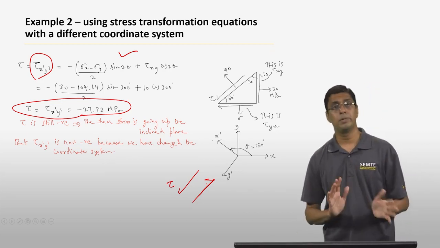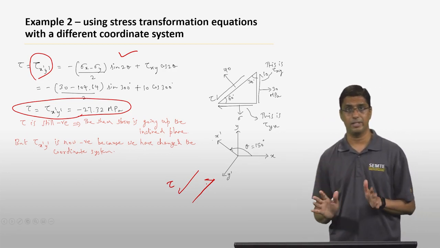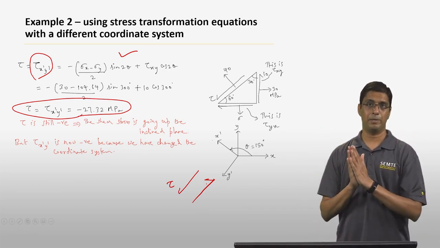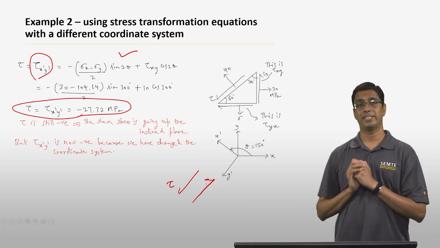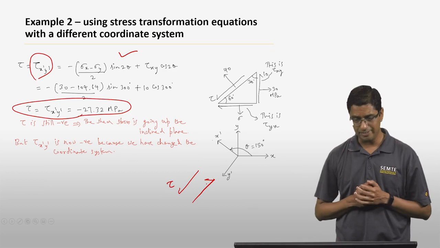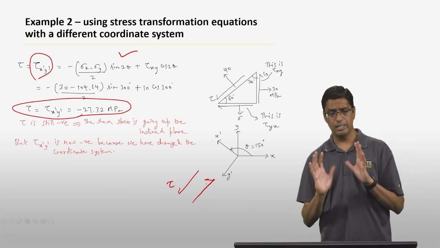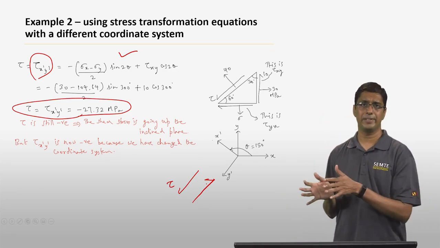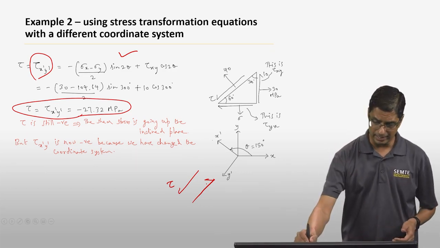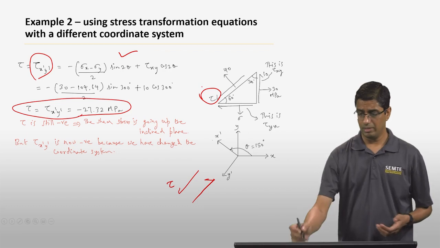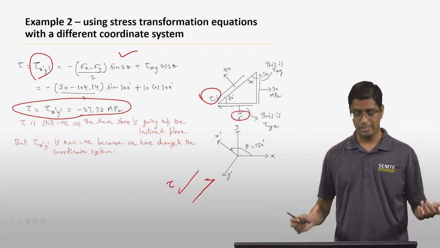I hope this problem clarifies this concept because we are looking at the exact same problem. Just by changing the coordinate system, we are getting a different value for tau x prime y prime. This is just the negative value. So this is the way we use the stress transformation equations to find stresses on arbitrary planes like tau. Or normal stresses also we can find. That is something that we did.